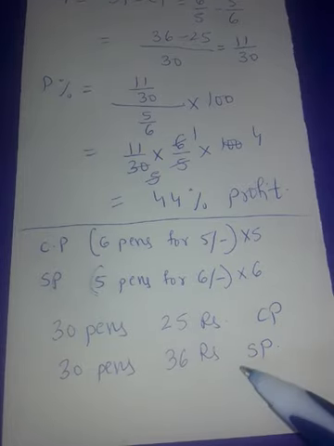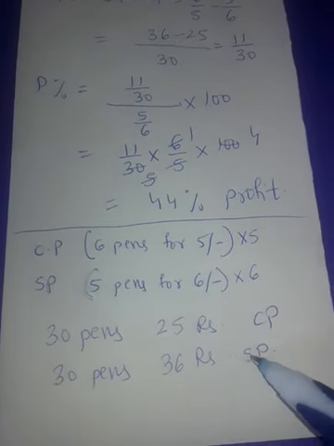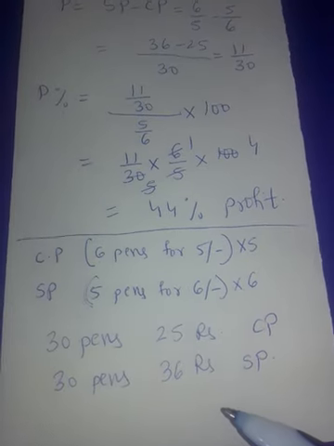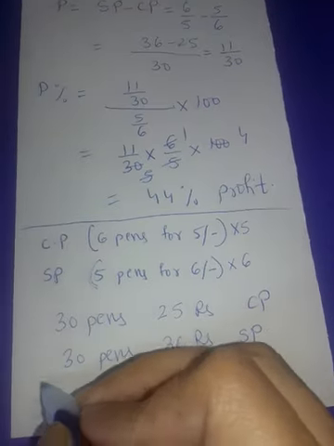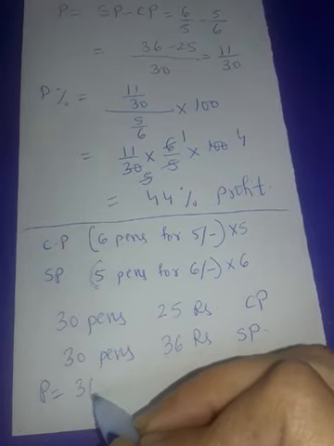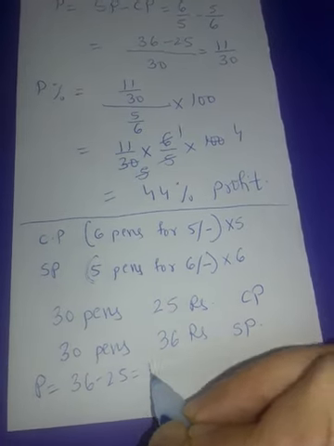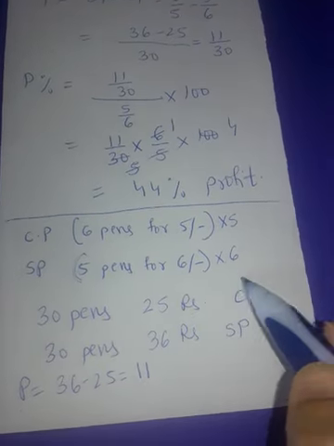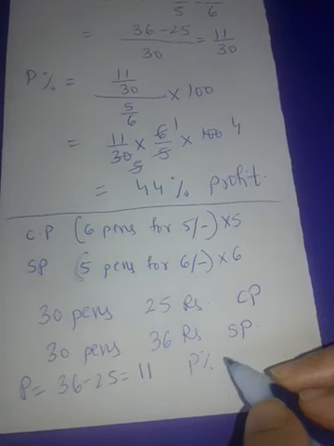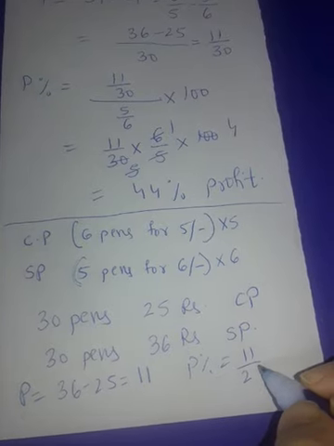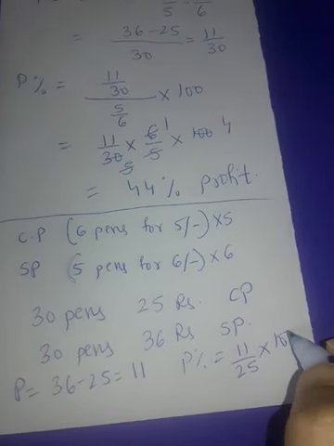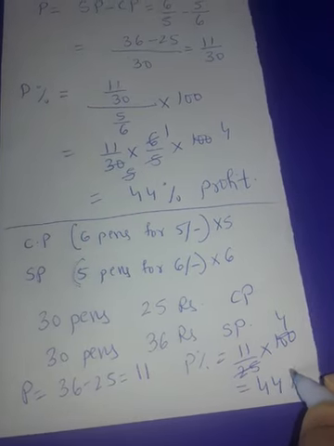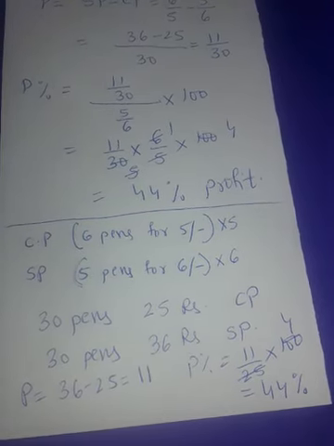Can I now compare which is more? Selling price is more. This is 36 and this is 25. And by how much more? What is the profit? 36 minus 25, that is 11. 11 is the profit over the cost price of 25. So what will be the profit percent? 11 upon 25 into 100. This is 44. So the answer is 44% profit.